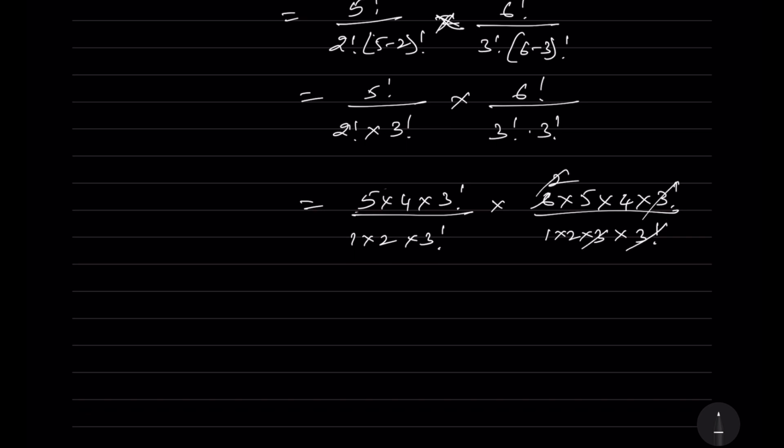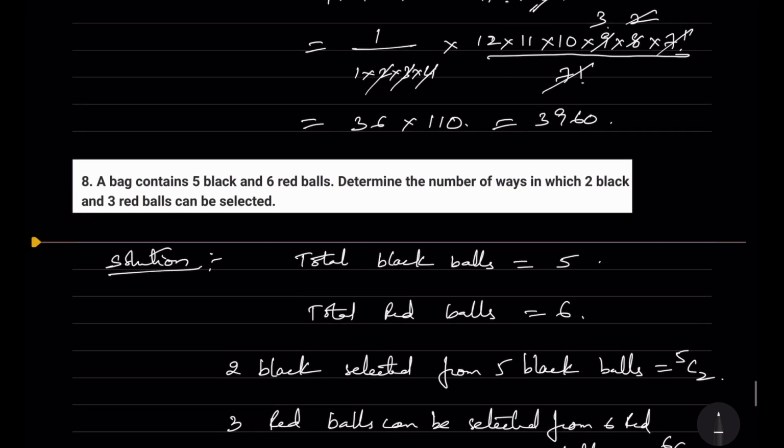3 2s are here, 2 will get cancelled here. 3 factorial will get cancelled here. 2 2s are 4 you will get. So 5 2s are 10 into 5 4s are 20, which is equal to 200 ways this selection can be done. So 200 ways this can be done.